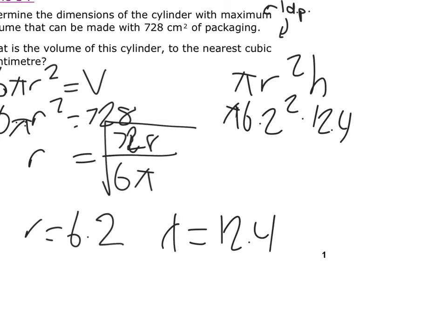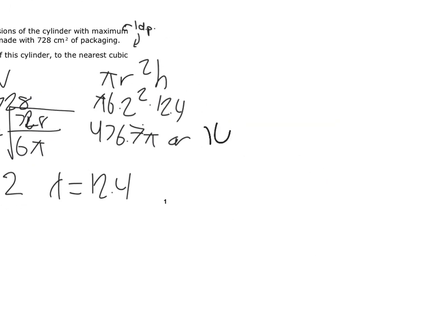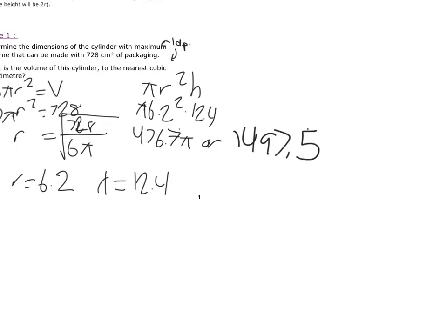times 12.4, which is equal to 476.7 pi, or 1497. For A, can you just reinstate how you found the diameter and height, just so you can repeat it?